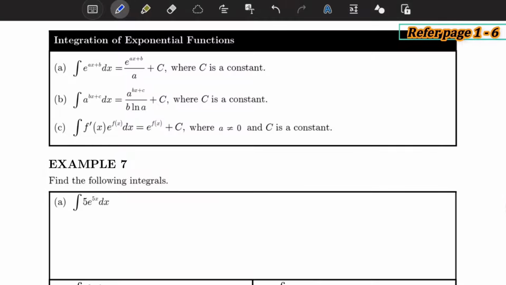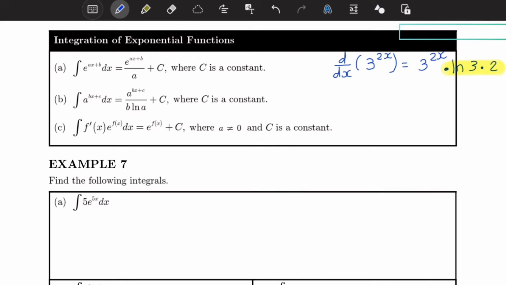Integration of exponential function. Okay, we recall our derivative first. So d dx of, let's say, we have 3 power of 2x. The answer is copy the exponent, times ln base, ln 3, times derivative of the power, times 2. So if you notice here, everything is multiply. And for integration, we know it is the opposite, right?